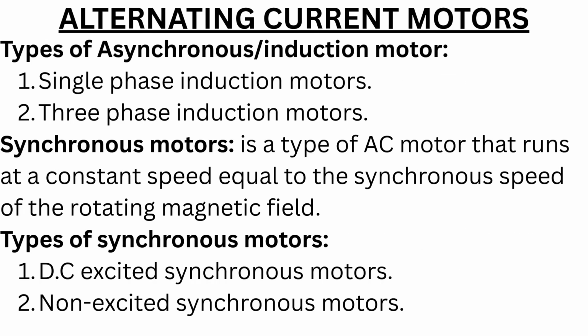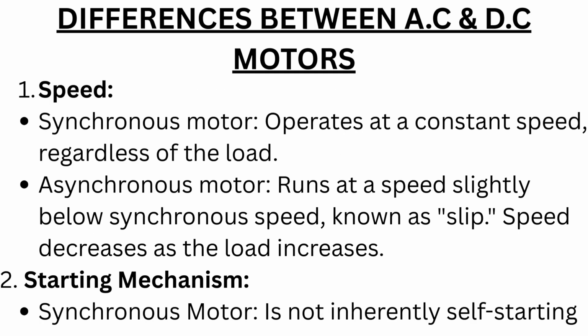Types of asynchronous or induction motors. 1. Single-phase induction motors. 2. Three-phase induction motors. A synchronous motor is a type of AC motor that runs at a constant speed, equal to the synchronous speed of the rotating magnetic field. Types of synchronous motors. 1. DC excited synchronous motors. 2. Non-excited synchronous motors.